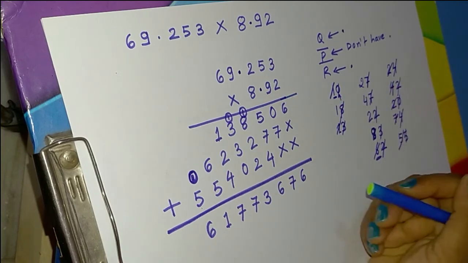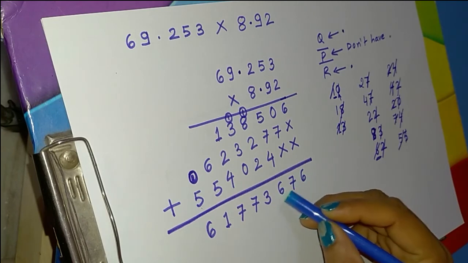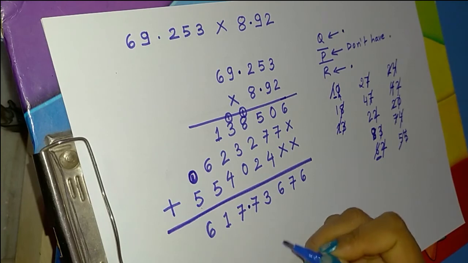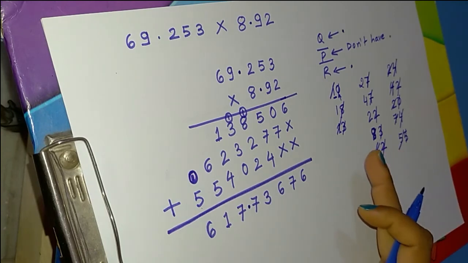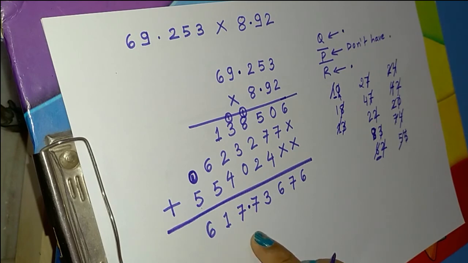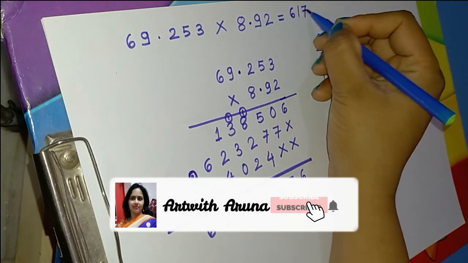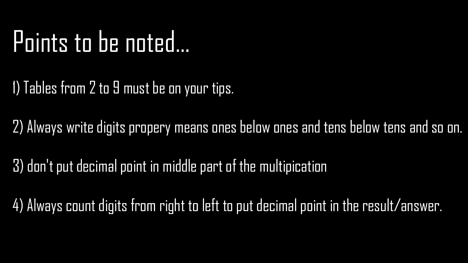So we will count the 5 digits from the right hand side. 1, 2, 3, 4, 5. So here we are going to put the decimal point. We counted the 5 digits from the right hand side, and then we kept the decimal point here. So here our final answer is 617.73676. We can write the answer here, 617.73676.